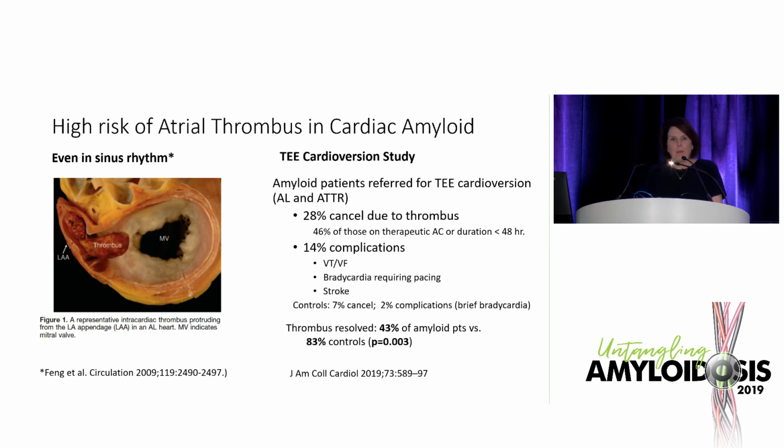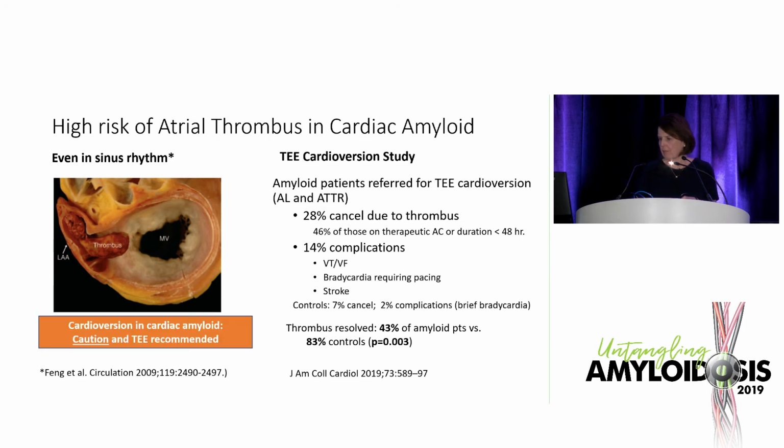In addition, when we looked at these patients later, only 43% of the patients with cardiac amyloid had resolution of their thrombus at 6 months versus about 83% of the controls. So we've seen this clinically, that once these patients develop a clot, many times the clot persists. It's probably not an actual failure of the anticoagulation, but it may be not only the degree of stasis of the atria, but also local factors in the atria and the fact that the patients have a tendency to be more hypercoagulable.